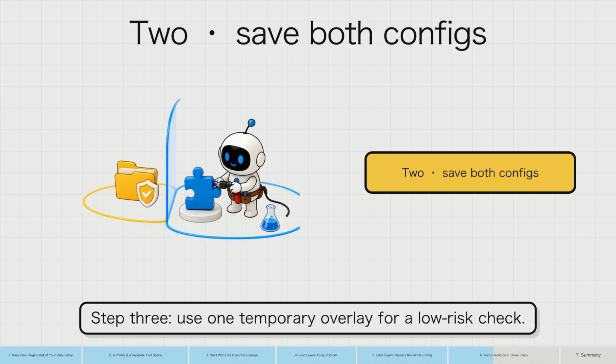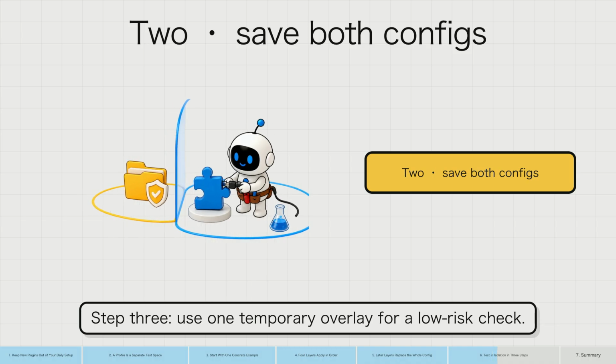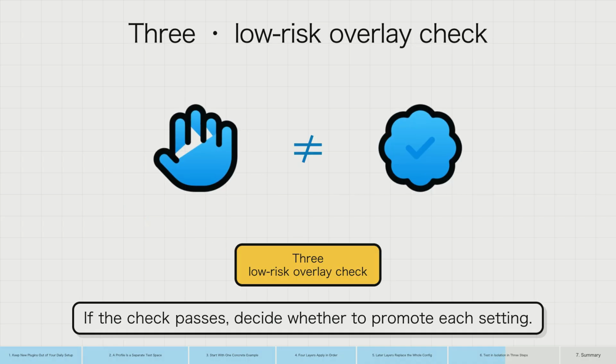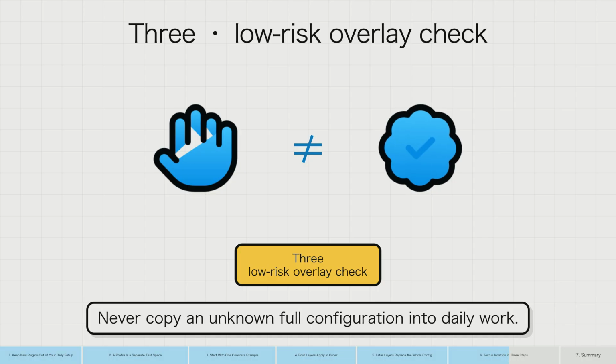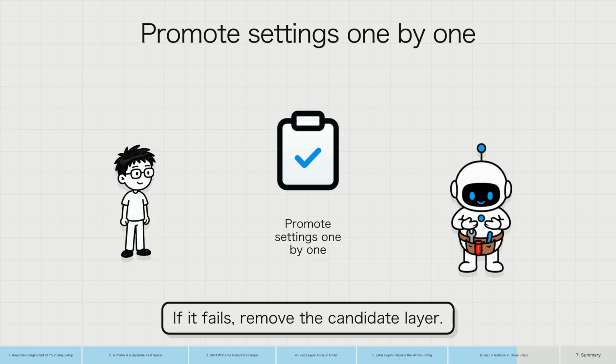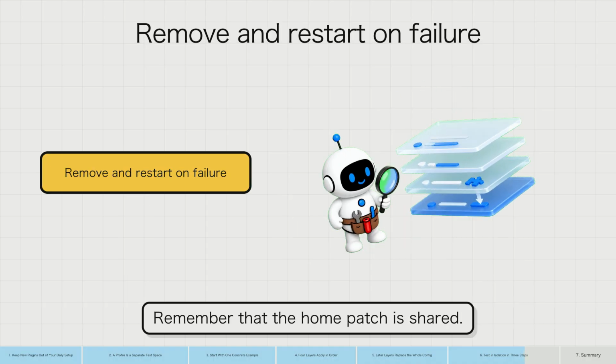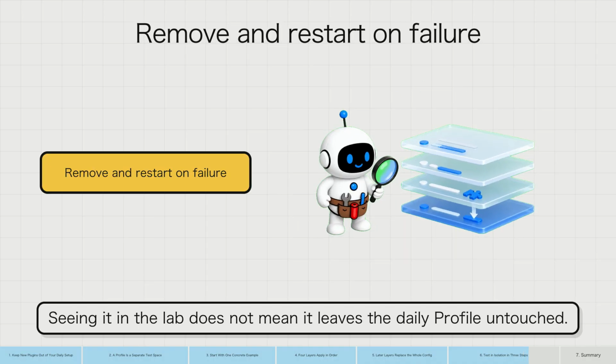Step 3. Use one temporary overlay for a low-risk check. Do not connect a real project or valuable account first. If the check passes, decide whether to promote each setting. Never copy an unknown full configuration into daily work. If it fails, remove the candidate layer. Restart and confirm that the final composition returned to the expected state. Remember that the home patch is shared. Seeing it in the lab does not mean it leaves the daily profile untouched.